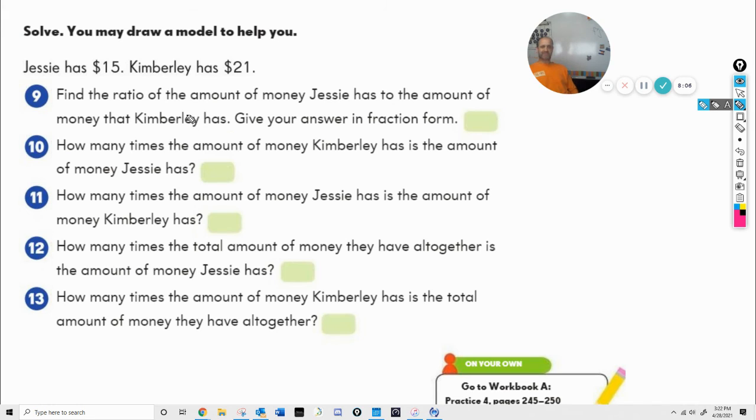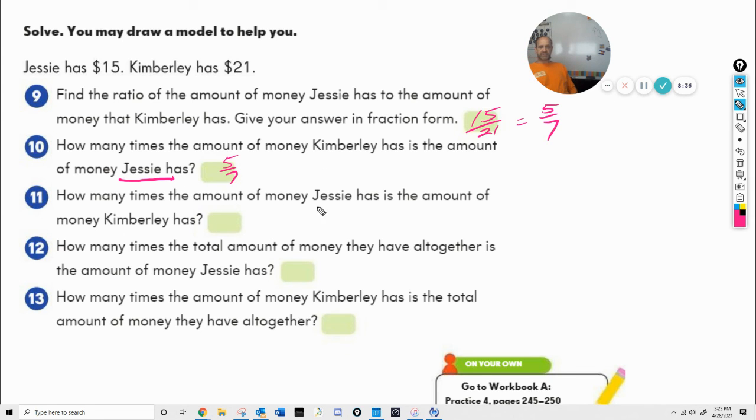All right, I thought about just looking it up, but that's kind of lame. Number 9, amount of money Jesse has, the amount of money Kimberly has. Oh boy. 15 to 21 in fraction form also equals 5/7. Does it give me 5/7? It does. How many times the money Kimberly has is the amount Jesse has? So that is also the way it's worded, 15 over 21, or 5/7. Because it's asking about Jesse's money, which is 5/7 what Kimberly has.